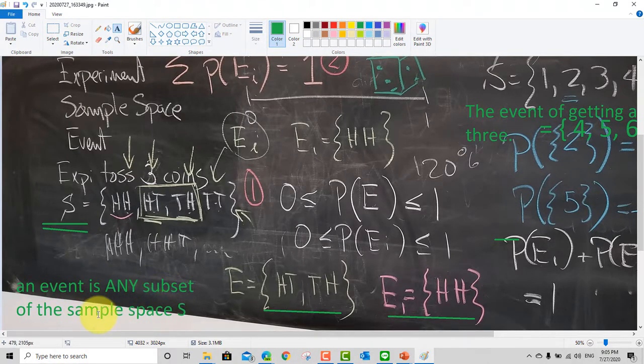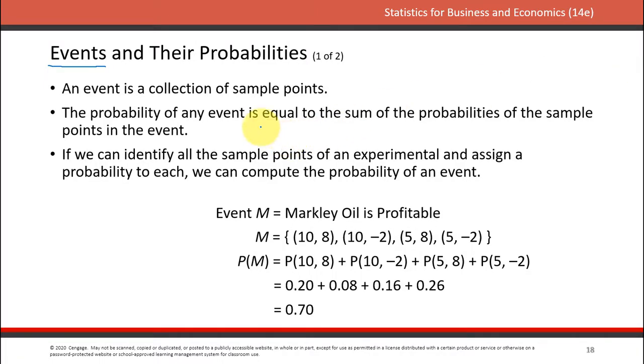An event is any subset of the sample space. Now that's not necessarily how every book does it. So here on this slide, that's not exactly what they say. They just say an event is a collection of sample points. But that's also what I said, because remember I said that the sample points were the elements of the sample space. So that's really what I just said when I said it was a subset of the sample space. It just means taking a collection of the sample points. So this is the same thing. They're just not saying it in terms of sets. They're using the word collection instead of subset.